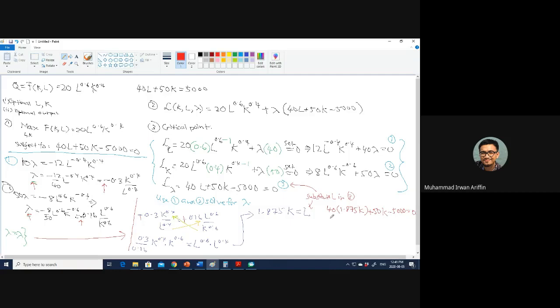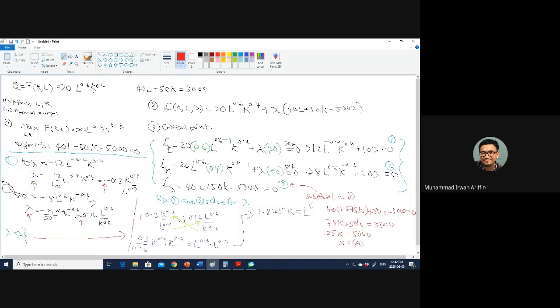Now open the bracket, use your calculator. You should be able to get that 40 multiplied with 1.875 would give you 75K plus 50K. Okay, I'm going to bring this 5,000 to the other side, negative 5,000 becomes positive 5,000. So 75 plus 50 is 125K equals 5,000. So my K equals 5,000 divided by 125, which is 40.